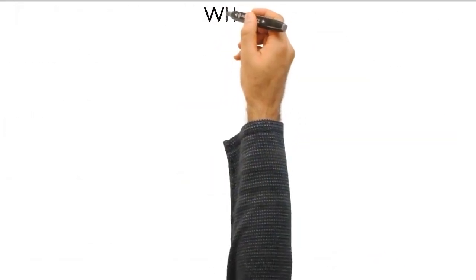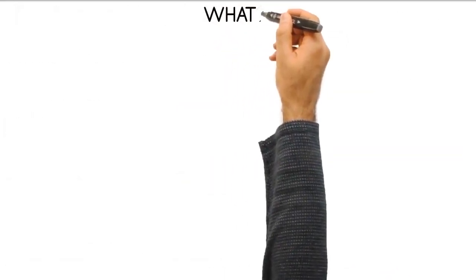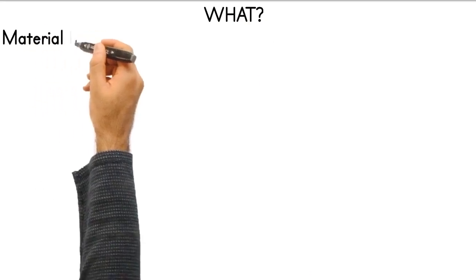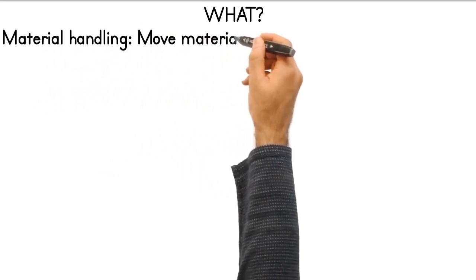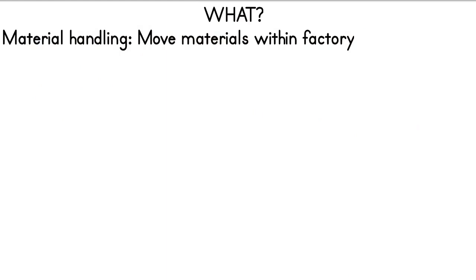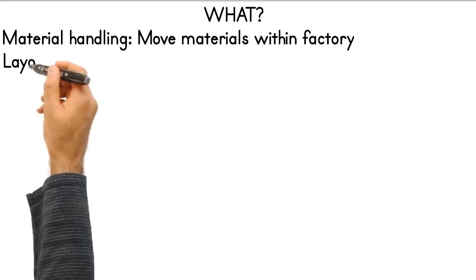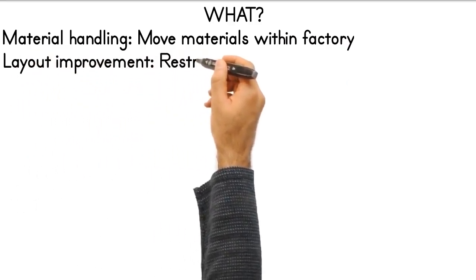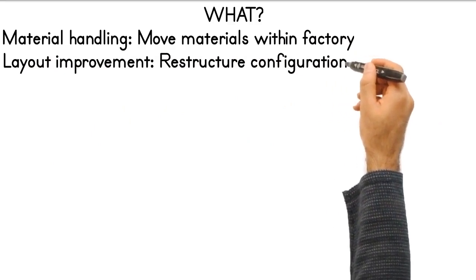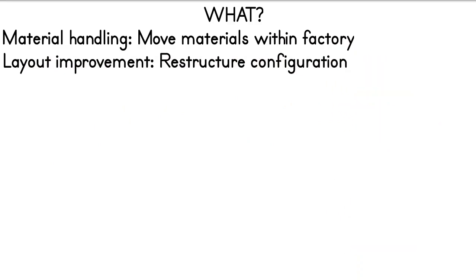What is material handling and layout improvement? Material handling refers to all activities related to moving materials within a factory, warehouse, or distribution center. This includes loading, unloading, storing, and transporting materials from one location to another. Efficient material handling ensures that materials are readily available for production while minimizing waste, delays, and damage.